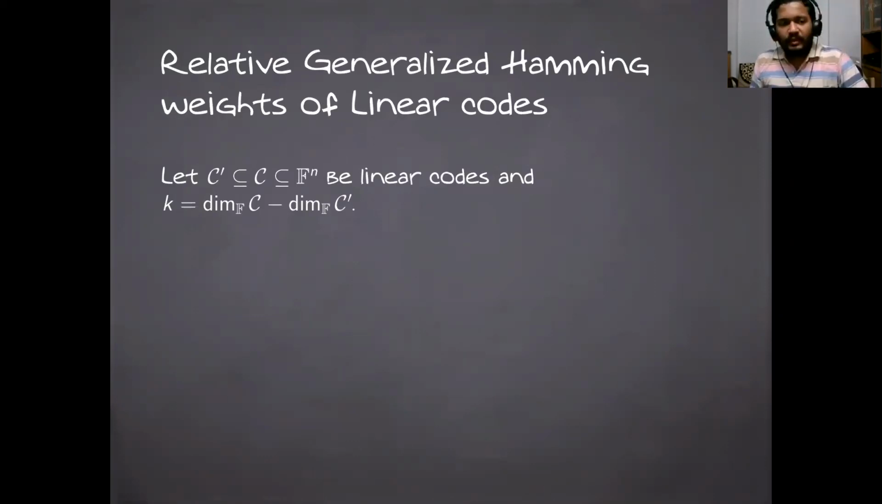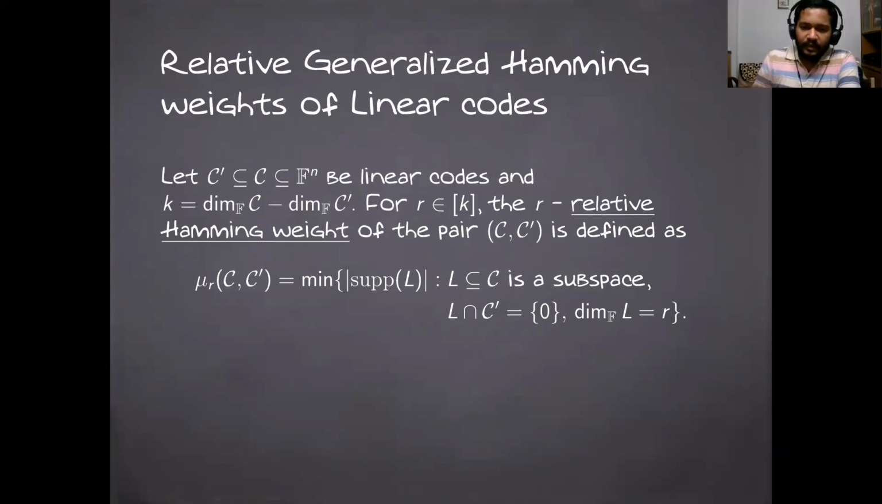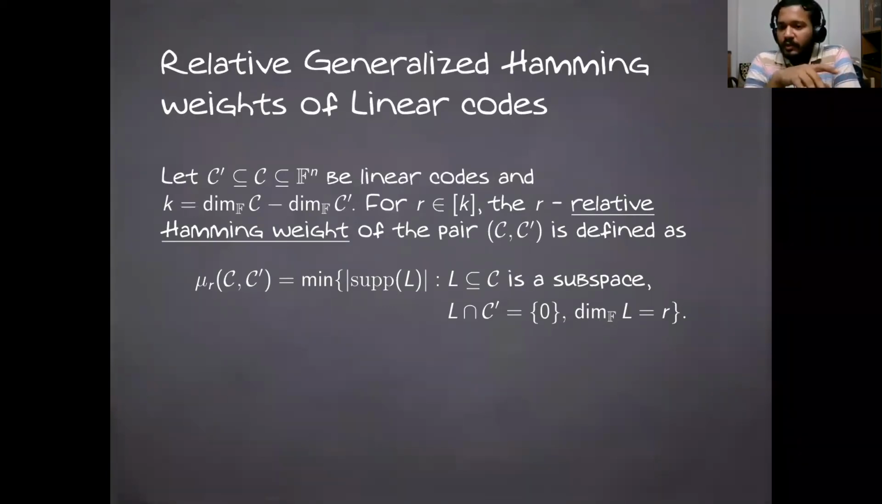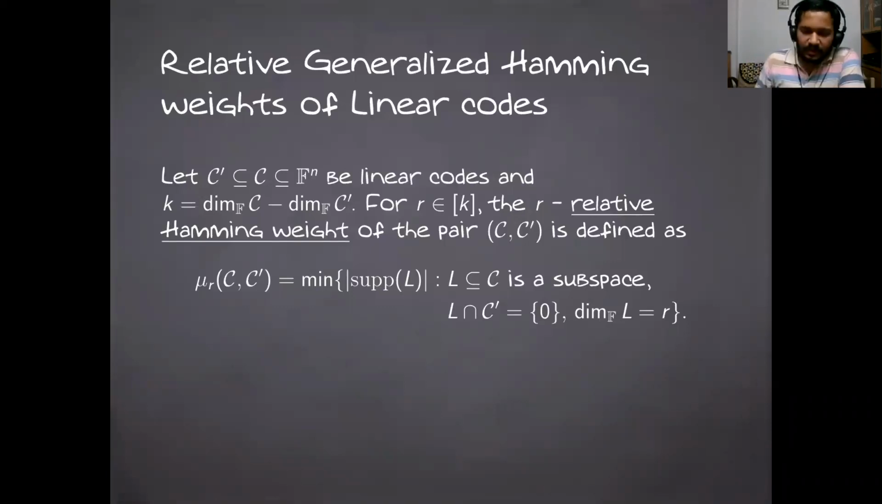There is another extension to this, what are called relative Hamming weights. Here we consider two codes, one sitting inside the other, and K is sort of the difference between their ranks. And for any R between 1 to K, we have this pair of codes, C prime sitting inside C. And the Rth relative Hamming weight of this pair is defined, in a very similar way, to be the smallest support size of any subspace of C with rank R, such that it intersects the smaller code trivially.